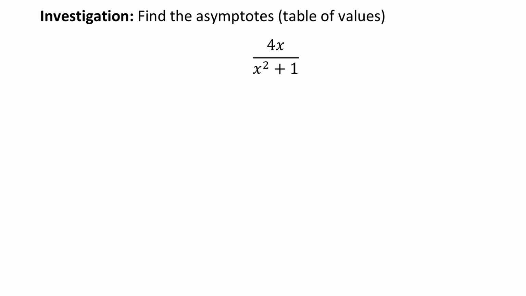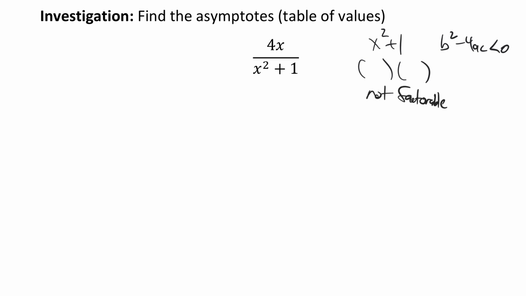This would have to factor, but if you tried factoring x squared plus 1, you could maybe try one factor here, try another factor. Eventually, b squared minus 4ac is going to be negative. This is not factorable, so that's not good. I guess that means there's no vertical asymptote. Is there a horizontal asymptote? Yeah, it's seeming pretty tough.